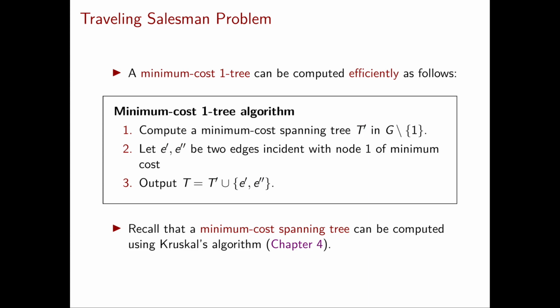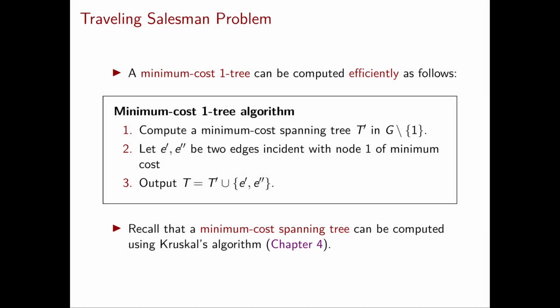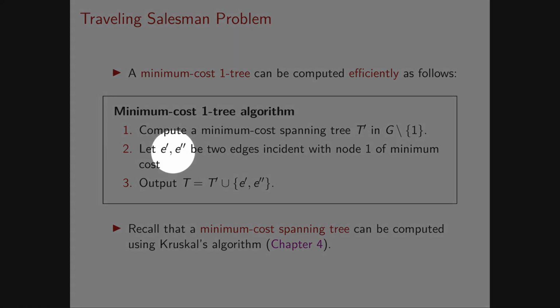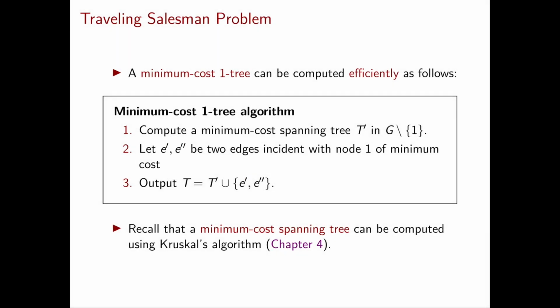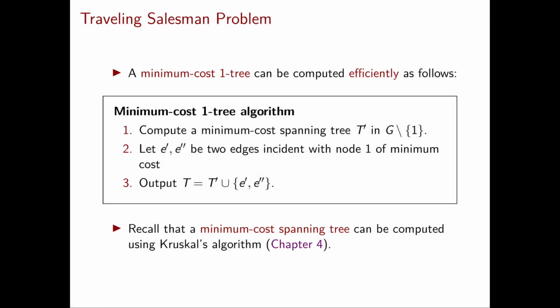So here's our algorithm. We compute a minimum cost spanning tree, T prime, in G minus 1, and then we pick the two edges e prime, e double prime, incident with node 1 of minimum cost. Then our minimum cost one tree is the union of T prime and e prime, e double prime. Clearly, step 2 can be done in linear time, and regarding step 1, we have seen that such a minimum cost spanning tree can be obtained, for example, with Kruskal's algorithm.